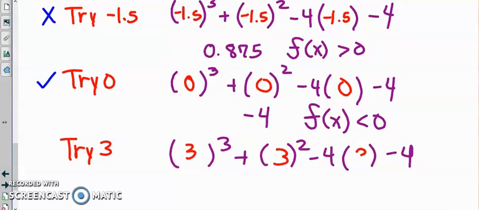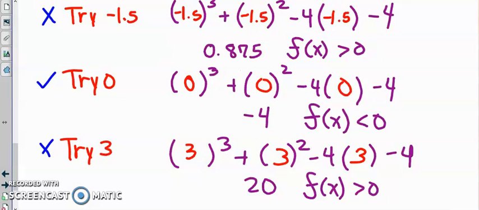Put the 3's in there. And again, put it in the calculator, get the answer there. And you should get an answer of 20. Which means, again, f of x is greater than 0. So it means we don't use that part as our solution. Not at all.